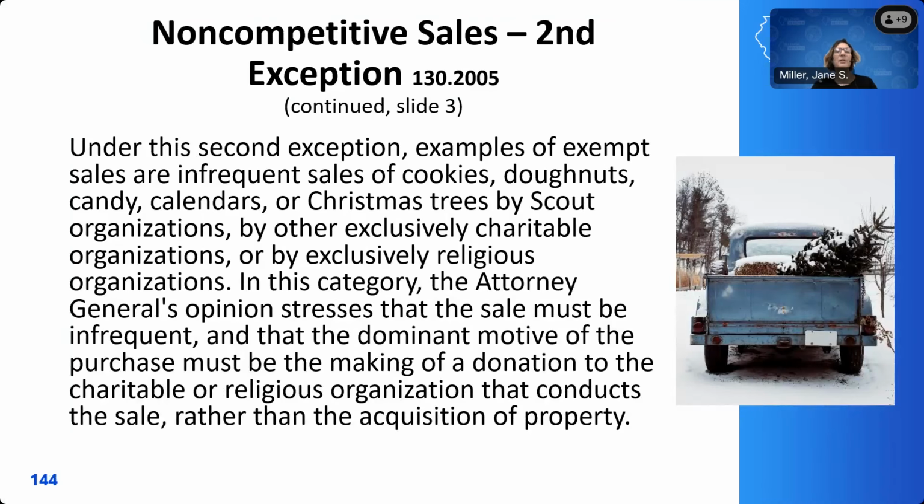Under the second exception, examples of exempt sales are infrequent sales of cookies, donuts, candy, calendars, or Christmas trees by Scout organizations, by other exclusively charitable organizations, or by exclusively religious organizations. In this category, the Attorney General's opinion stresses that the sale must be infrequent and that the dominant motive of the purchase must be the making of a donation to the charitable or religious organization that conducts the sale rather than the acquisition of property.